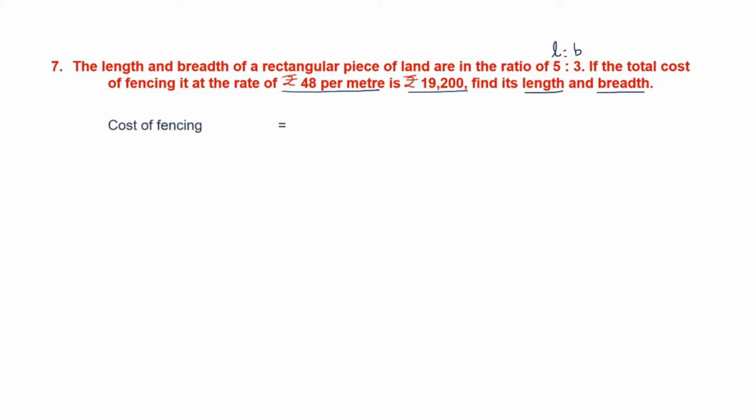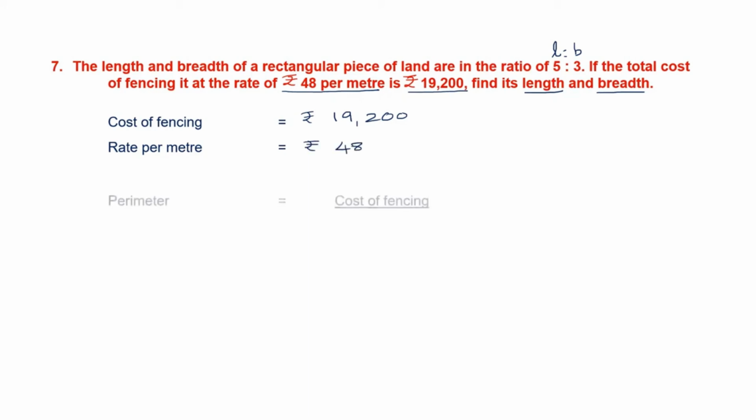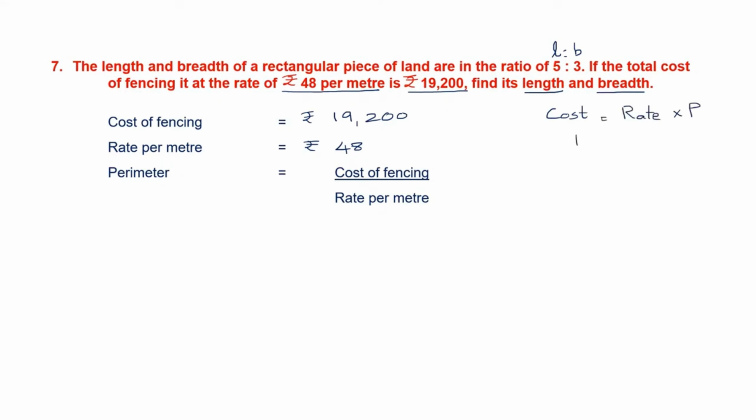So let's begin. Cost of fencing. We're talking about the total cost of fencing, which is 19,200 rupees. Then the rate per meter is also given to us. The rate per meter is 48 rupees per meter. Now, perimeter is cost of fencing divided by the rate per meter. Now, how did we get this formula? Remember, earlier we used to find the cost of fencing, and at that time we used to write rate into perimeter. So, to find perimeter, we should say cost divided by rate. So, that is all that we have written here.